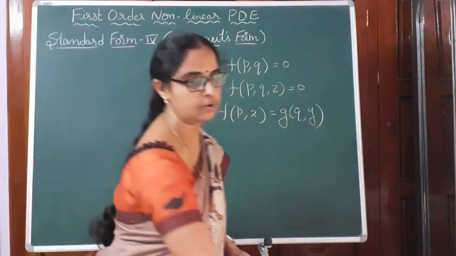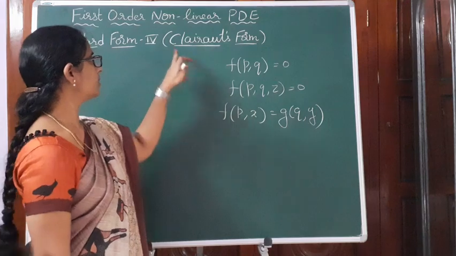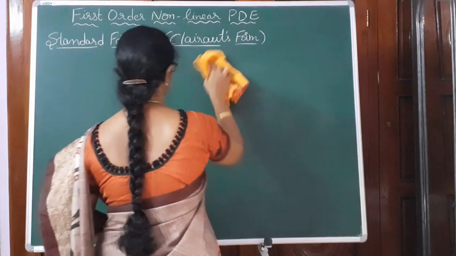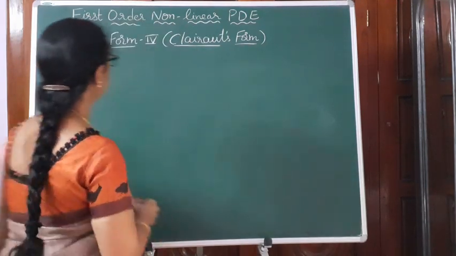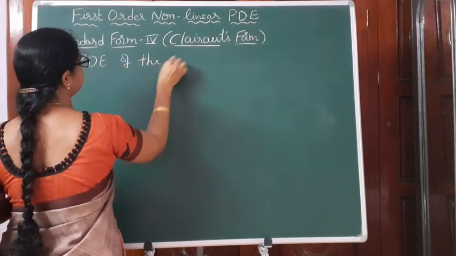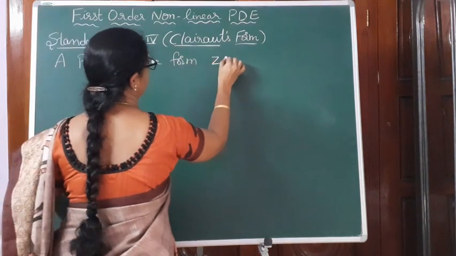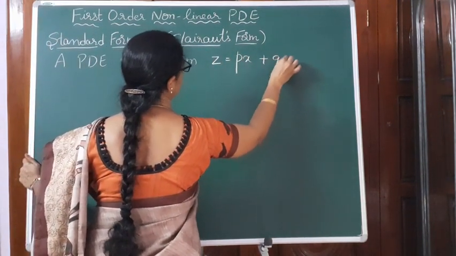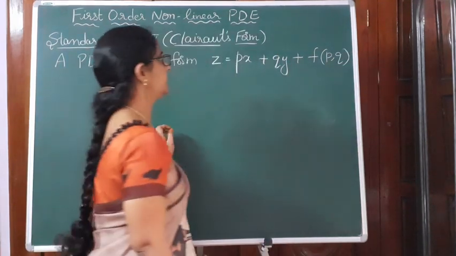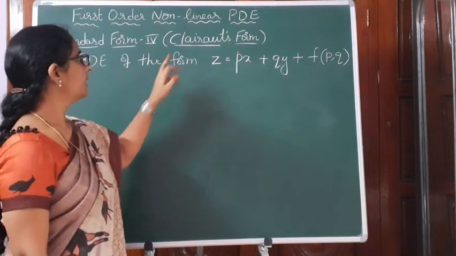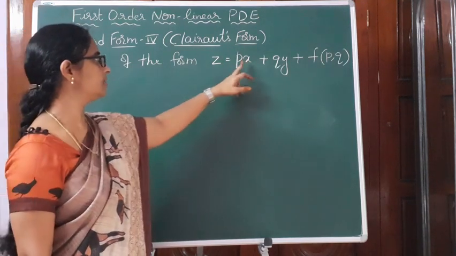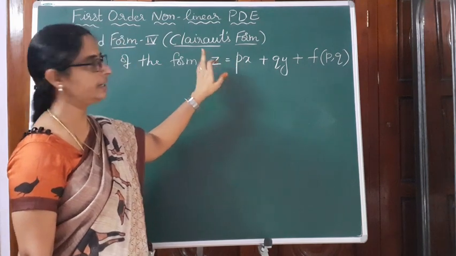Now in this lecture we are going to discuss standard form 4, which is also called Clairaut's form. So it has a particular form for the differential equation. A partial differential equation of the form z is equal to px plus qy plus f of p comma q, that is a function of p comma q, is said to be in standard form 4 or in Clairaut's form, or this is said to be Clairaut's partial differential equation.